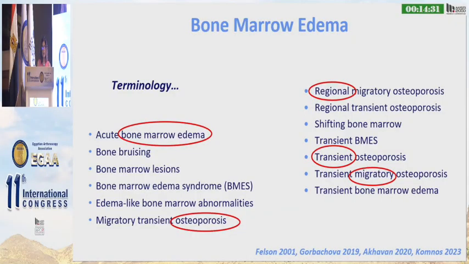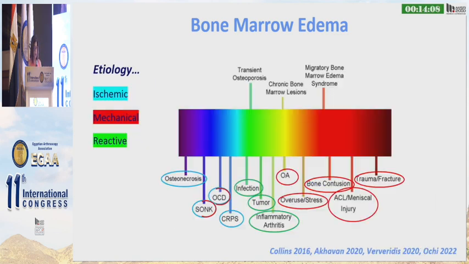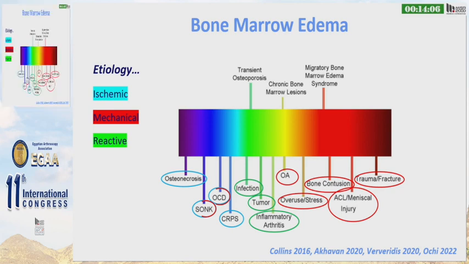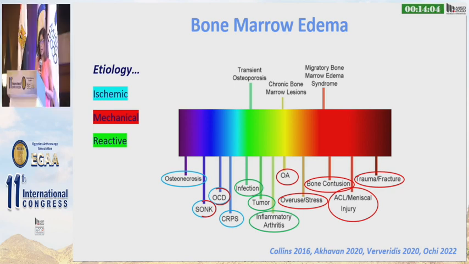If you look at the literature, you're gonna find so many different terms to define bone marrow edema. I just highlighted some of them because they are strictly related to clinical features. Someone calls it transient osteoporosis, regional migratory osteoporosis, transient, migratory, but let's try to look deeper into bone marrow edema. So probably it can be helpful if we understand the etiology.